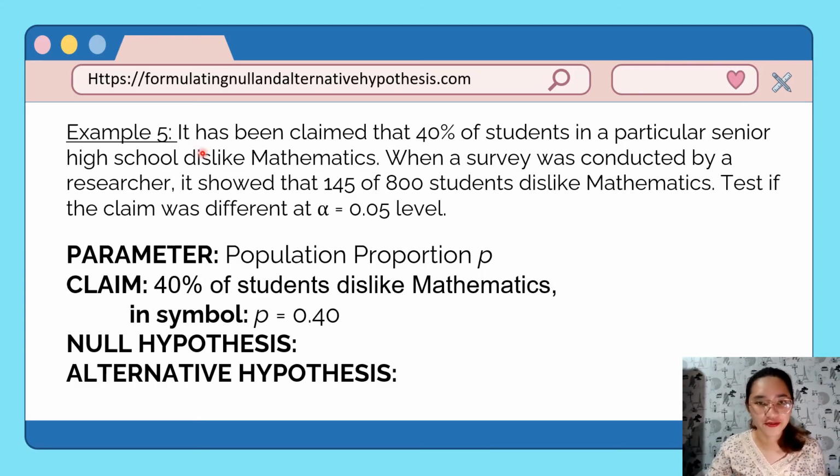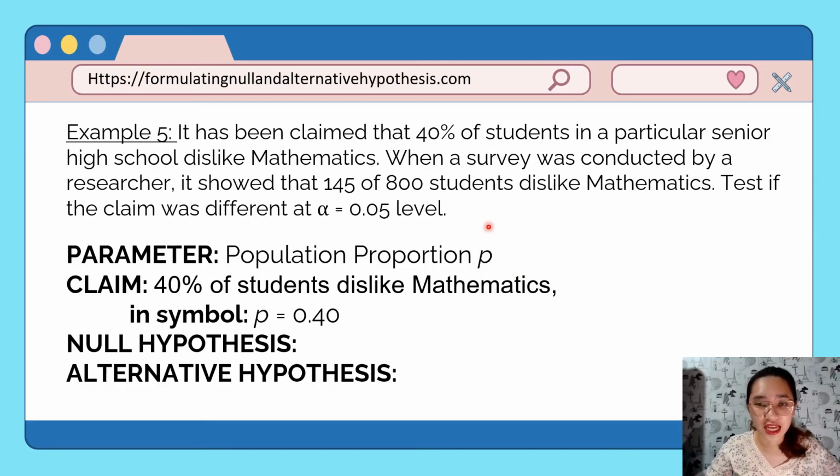So, example number 5. It has been claimed that 40% of students in a particular senior high school dislike mathematics. When a survey was conducted by a researcher, it showed that 145 of 800 students dislike mathematics. Test if the claim was different at level of significance 0.05. Ayan. So, ano yung parameter natin dito? Kung mapapansin ninyo, wala naman tayong given na mean dito or average. Ang meron po tayo ay proportion. So, ibig sabihin, ang ating parameter ay population proportion at yung gagamitin nating symbol ay itong small letter P.